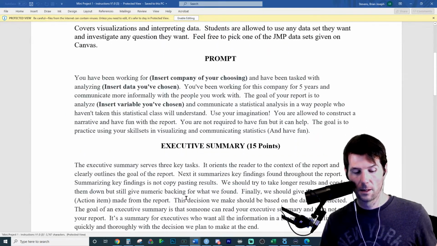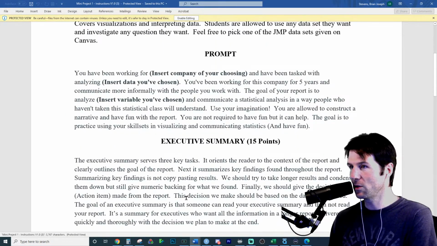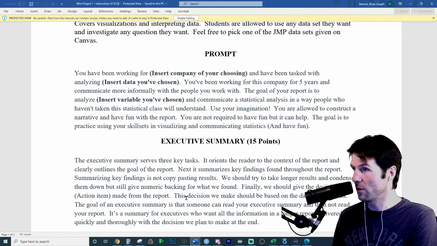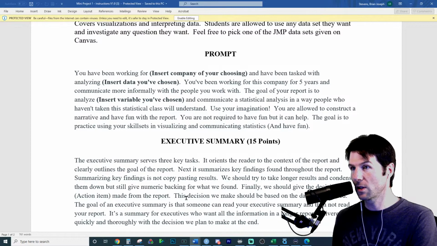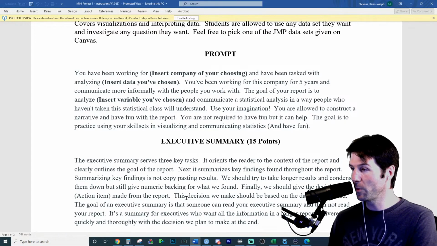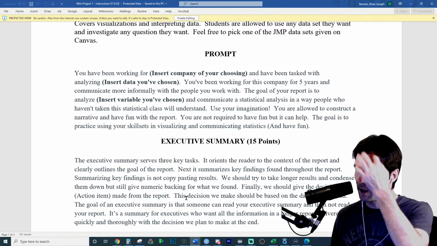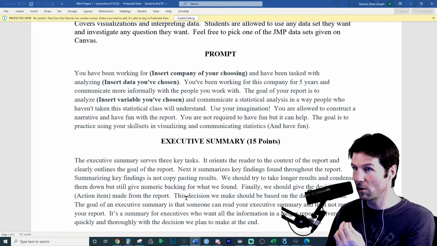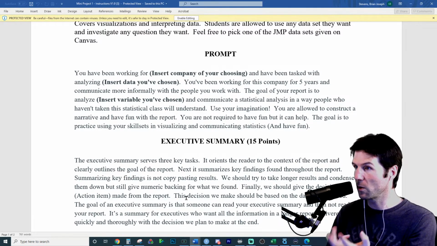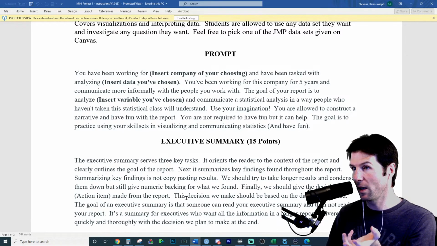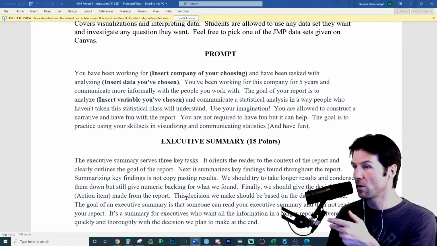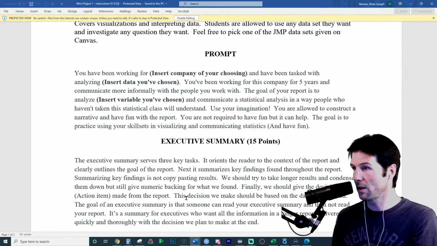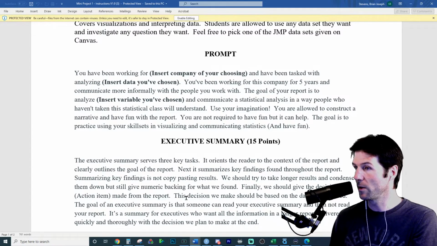Prompt. You have been working for a company, insert company of your choosing, and have been tasked with analyzing insert data of your choosing. You have been working for this company for 5 years and communicate more informally with people you work with. So don't worry about it being super formal, you're just talking to people, you're trying to explain things. That's the goal, is to communicate effectively. That's what we're trying to learn in this class. The goal of your report is to analyze insert variable you've chosen. So you're going to choose the variable by going through the data sets and communicate a statistical analysis in a way people who haven't taken this class will understand.